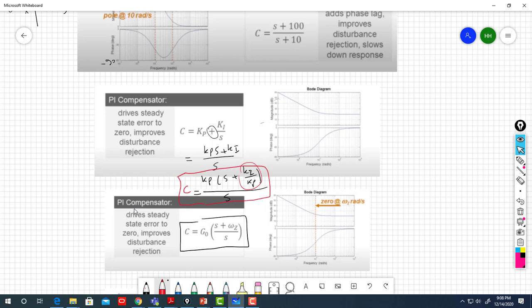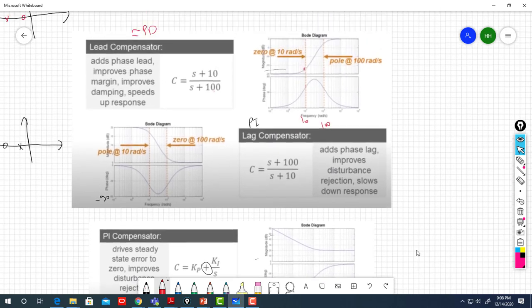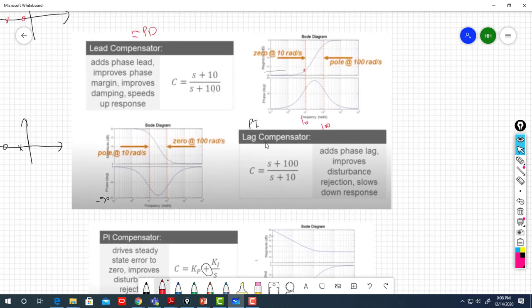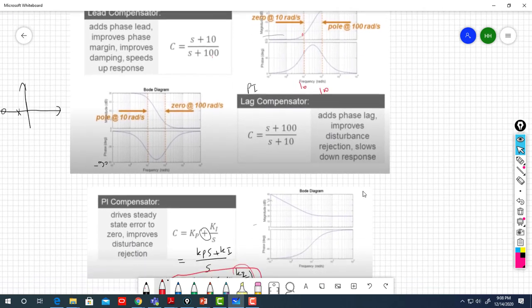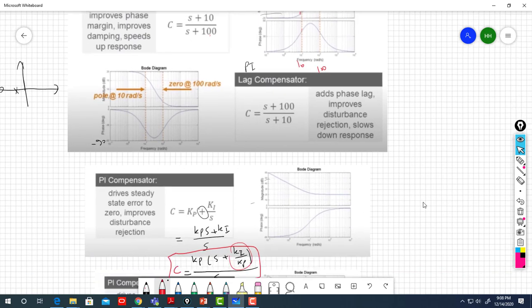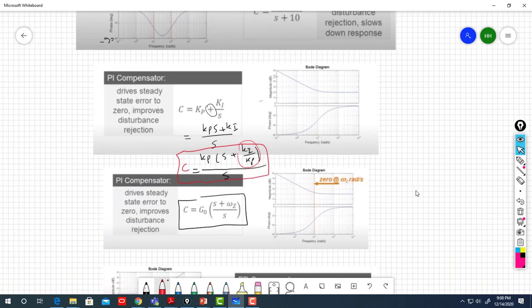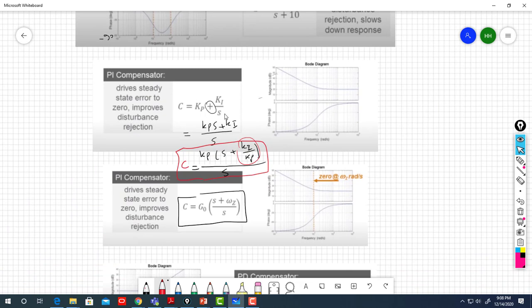So at omega z, if you have a pure integral, at omega z minus 20, plus 20, you get it like this. So that's a PI compensator, and if you look at it, it doesn't behave as a lag compensator. If you look at the Bode diagram of a lag compensator, it's not exactly as the PI compensator. You see, this is a PI. That's how it is, so we can see it this way.